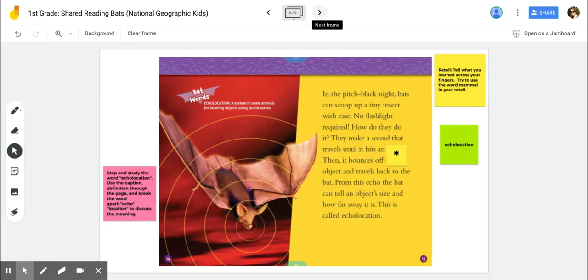We're still learning about the bodies. Okay, read with me. In the pitch black night, bats can scoop up a tiny insect with ease. No flashlight required. How do they do it? They make a sound that travels until it hits an All right, readers, let's think. What could this mystery word be? What would make sense? They make a sound that travels until it hits till it hits a wall? Maybe.